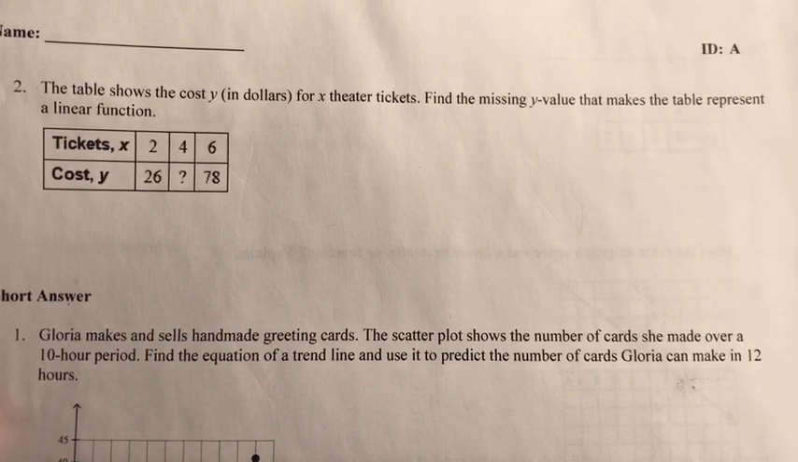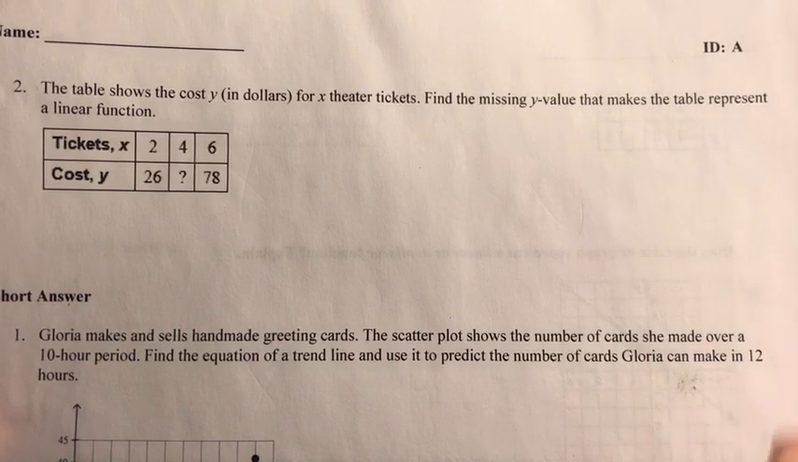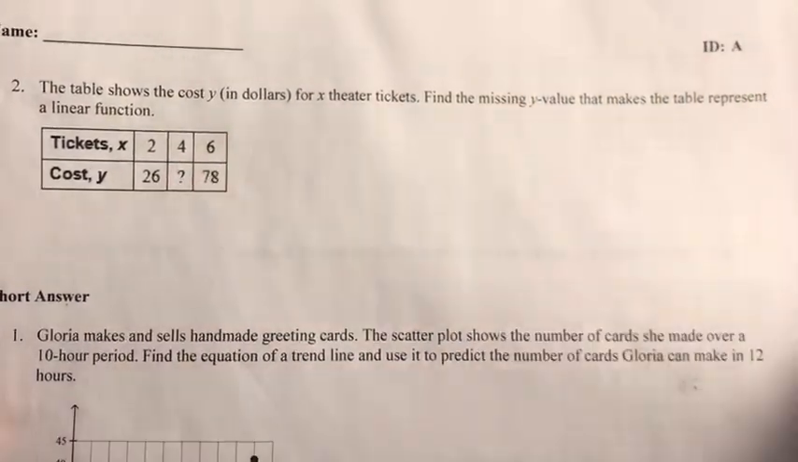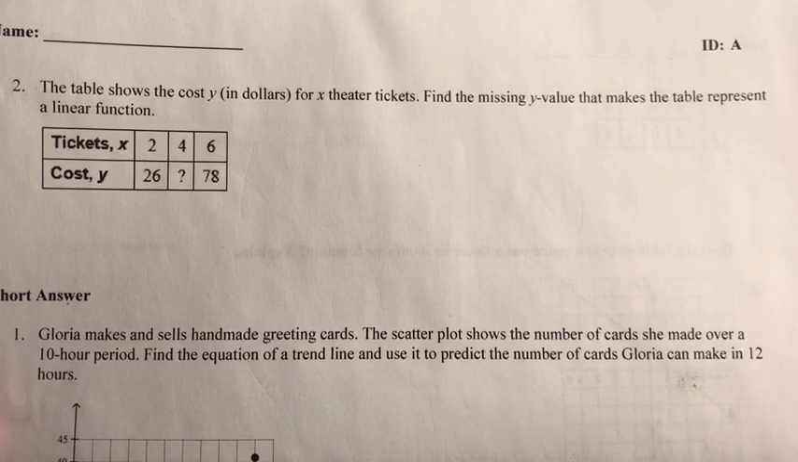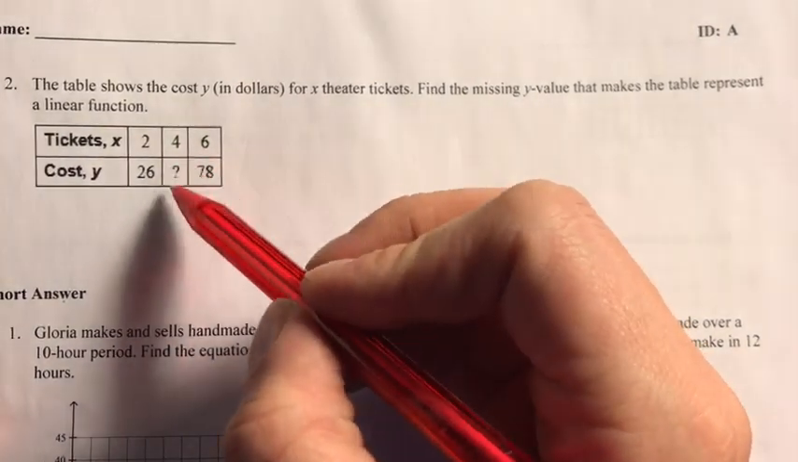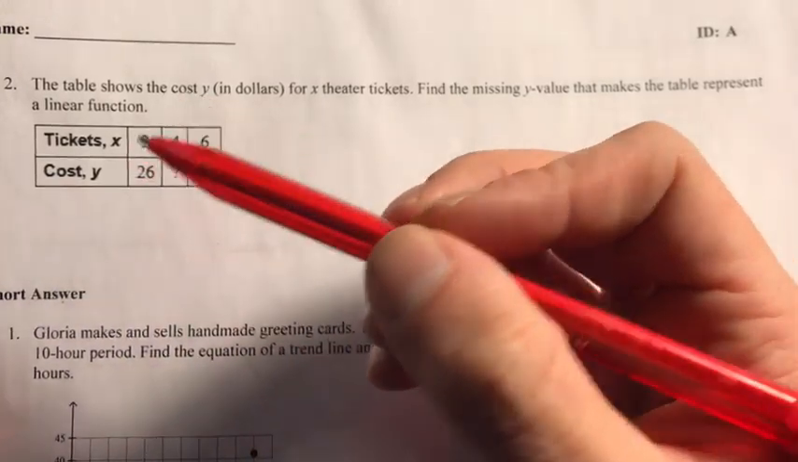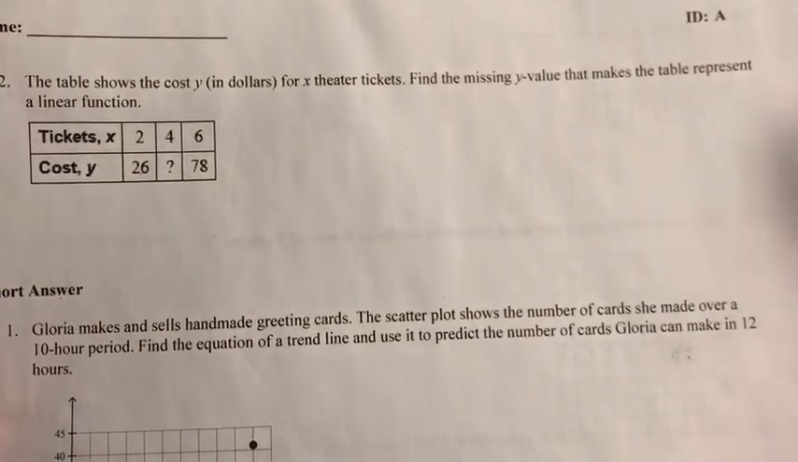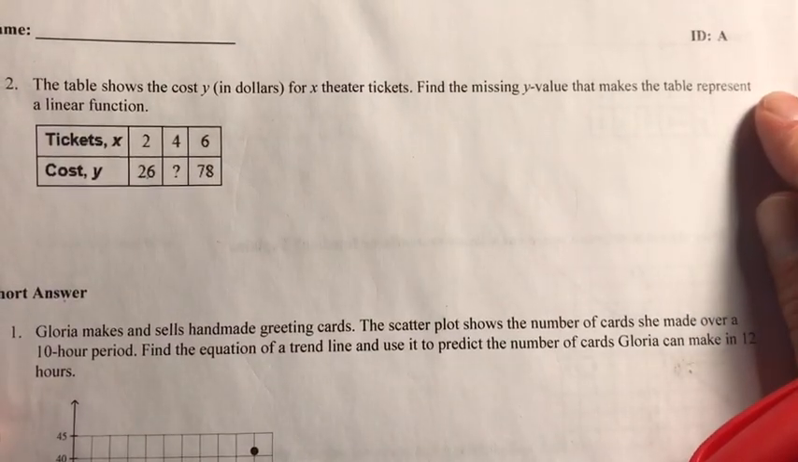The table shows the cost y in dollars for x theater tickets. Find the missing y value that makes the table represent a linear function. So we have a chart, another chart, and then a missing value. There's so many ways that you can go about this. I guess you could try to find the number in the middle. You could add these two, divide by 2, and that gets you the number in the middle, the average.